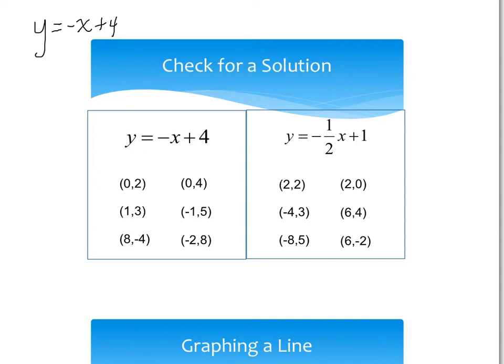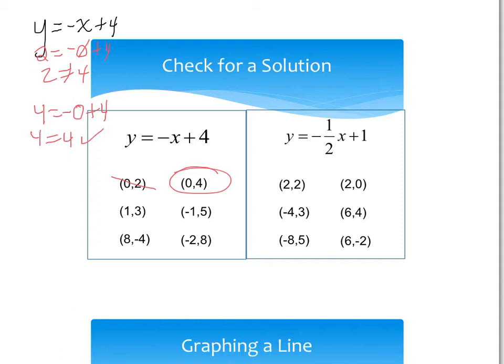And I'm going to start with this very first ordered pair. 2 equals negative 0 plus 4. We could see 2 does not equal 4, so we can eliminate that. Starting again, let's try this 0, 4. So now we're going to put in 4 for y equals negative 0 plus 4. 4 does equal 4. That's true. So we've got one solution so far.